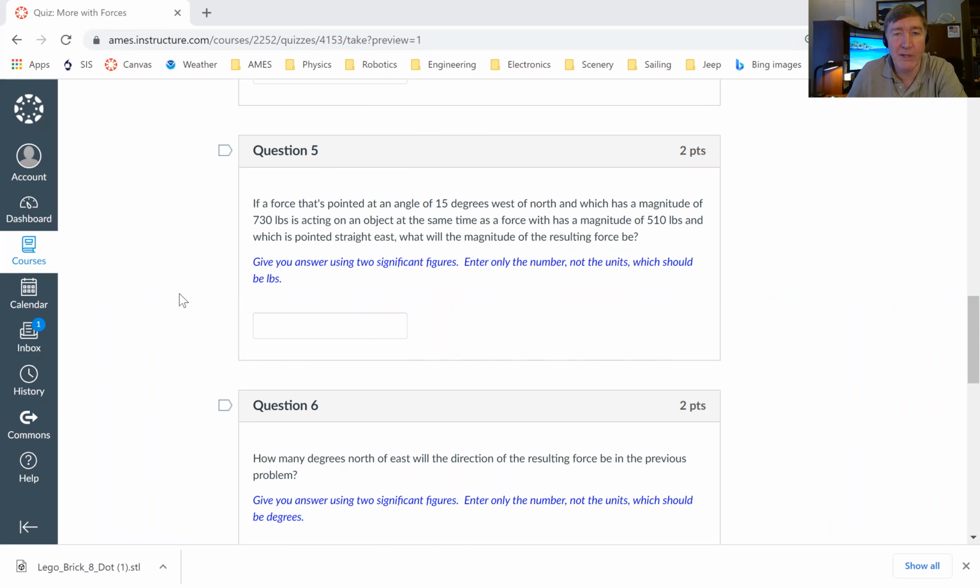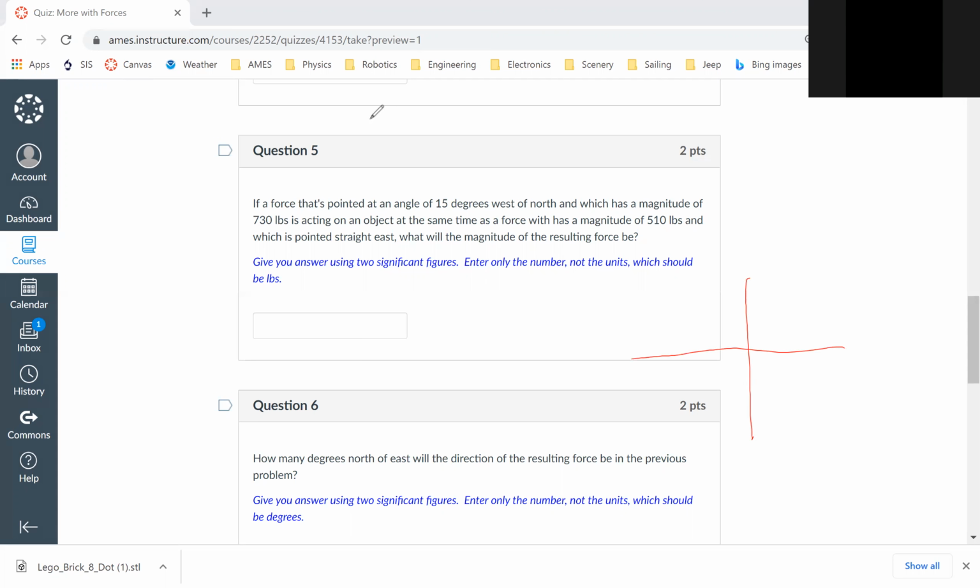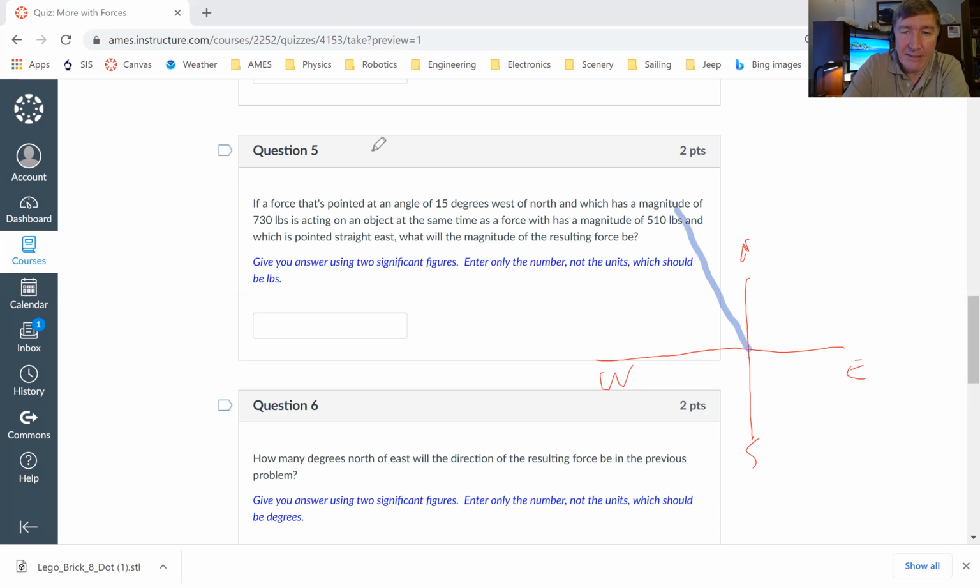Tell me what you want me to draw, and I'll draw whatever you tell me. Degrees, magnitude, nothing unknown. Okay, so we draw 730 pounds. I didn't do it exactly 15 degrees. Tell you what, I'll draw the picture. So here's our north, south, east, west axis. The first force is 15 degrees west of north. So that means our first force is going off like this, where this angle here is 15. And the magnitude of that force is 730.